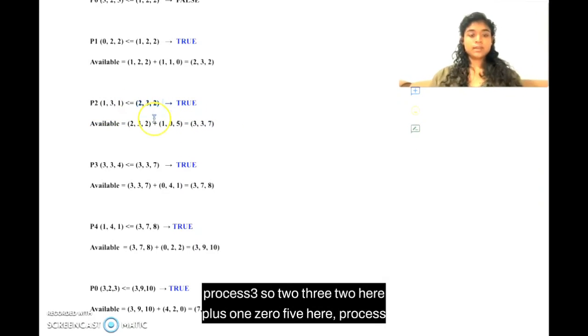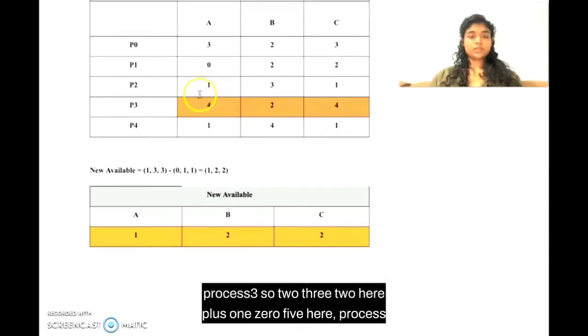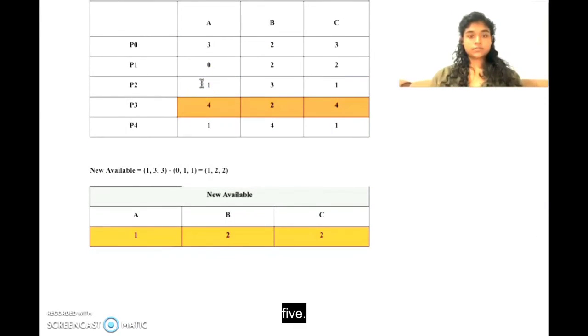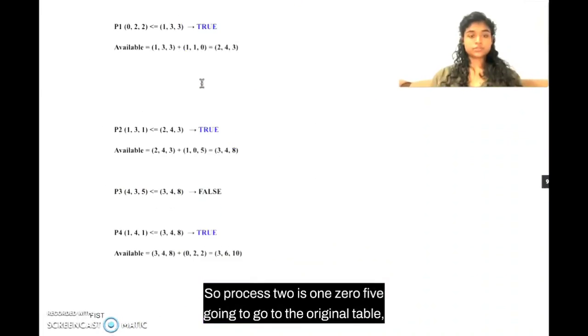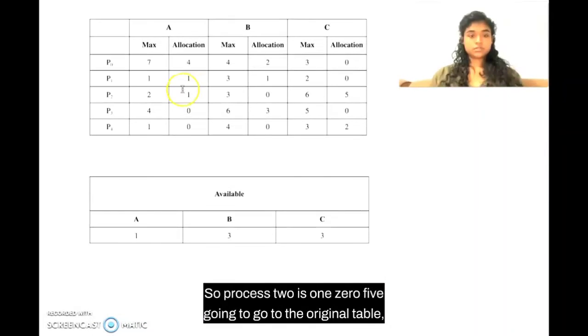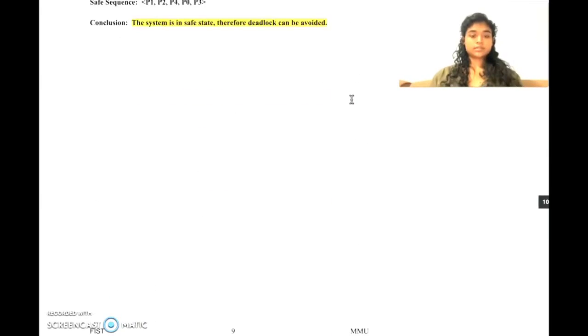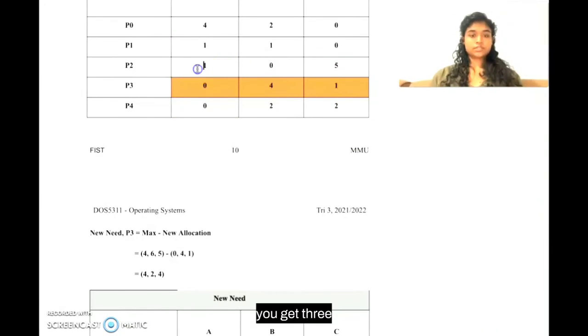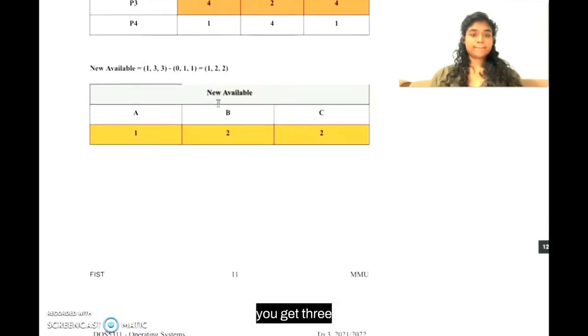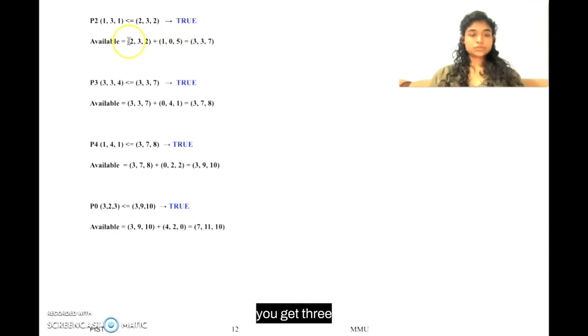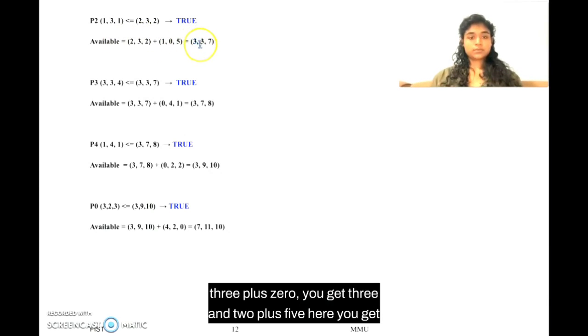So 2, 3, 2 here plus 1, 0, 5 here. So process 2 is 1, 0, 5. So we're just going to go to the original table. Process 2, 1, 0, 5. Correct? See? Process 2, 1, 0, 5. So here, we're at process 2 now. So 2 plus 1, you get 3. 3 plus 0, you get 3. And 2 plus 5, here you get 7.